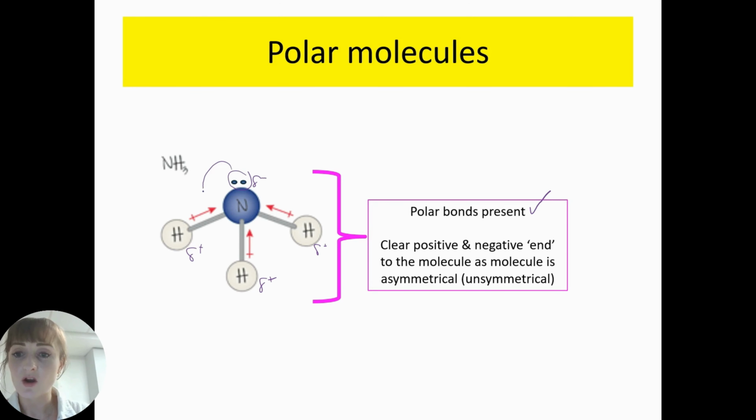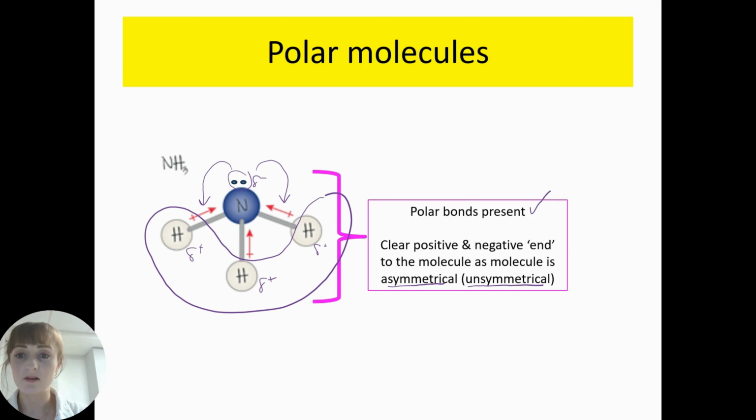That lone pair causes repulsion between it and the bonding pairs of electrons which join it to the hydrogen. That forces those hydrogens down a little bit, which makes the molecule asymmetrical or unsymmetrical. This results in a positive end of the molecule and a negative end of the molecule. Note that the negative end is not caused by the presence of the lone pair of electrons, it is caused by the partial negative from the polar bond.